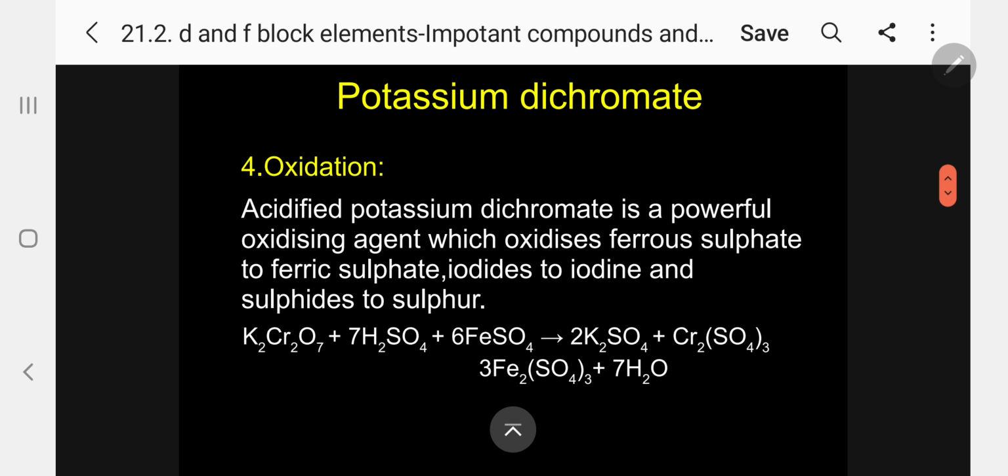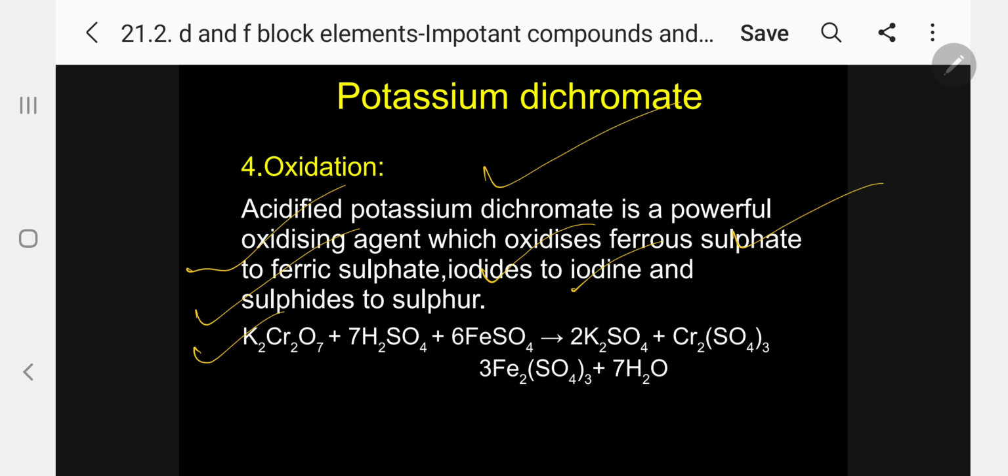Oxidation. Acidified potassium dichromate is a powerful oxidizing agent which oxidizes ferrous sulfate to ferric, iodides to iodine and sulfides to sulfur. So first, let me give potassium dichromate in presence of acid medium, 7, with ferrous sulfate, 6 moles, giving potassium sulfate, chromium sulfate, ferric sulfate and water. Kindly follow, it oxidizes ferrous sulfate to ferric sulfate.